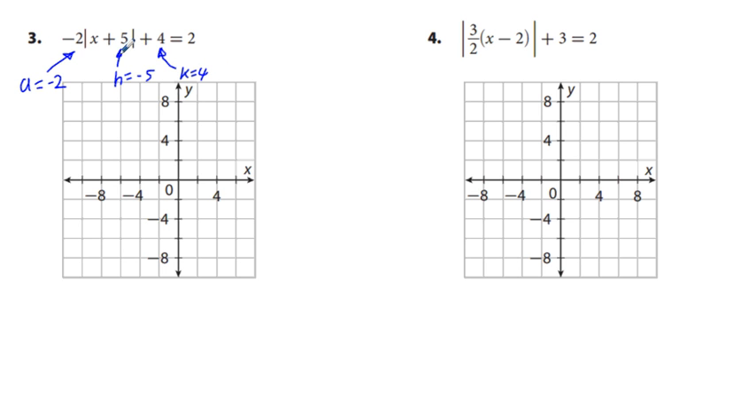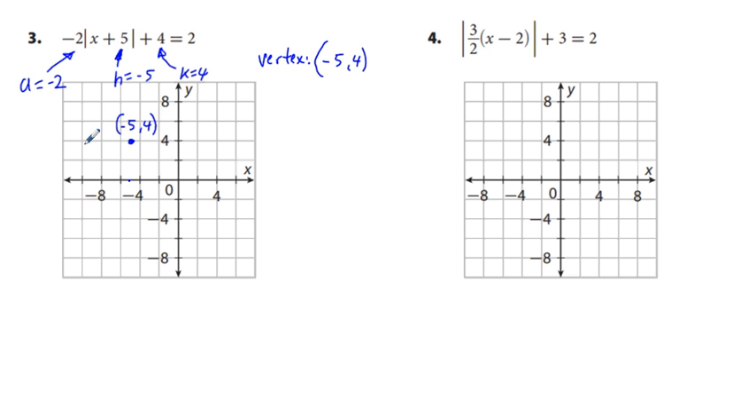So we put a vertex. We have negative 5, 4. So here we go to the left 5 and up 4. So right here, I'm going to write this in as negative 5, 4.